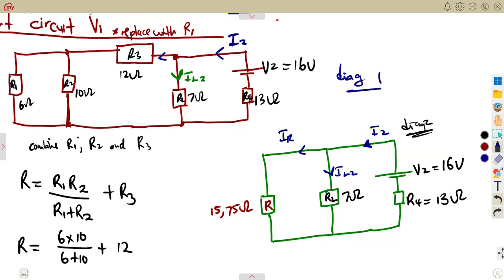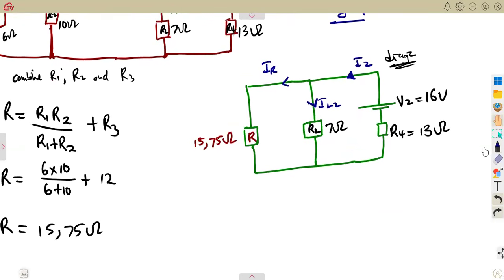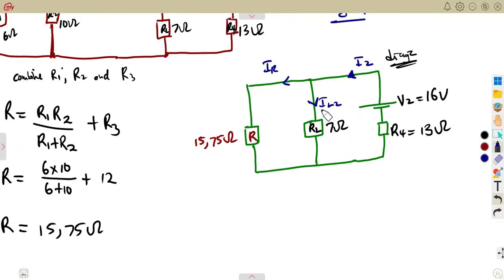So the question is, if we have the total current here, can we calculate this directly? This time we can calculate directly. There is no need for us to calculate this IR. We just need the total current, and we can use our current divider rule. Remember from our current divider rule concept.